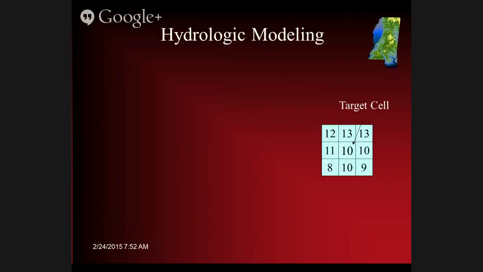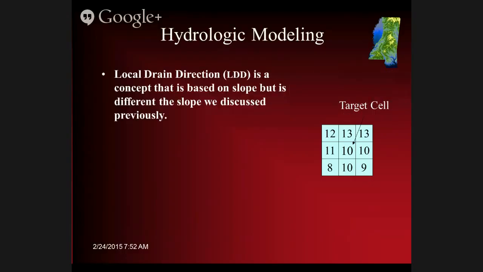So those are the types of things that we would want to model: the total amount of runoff, and the amount of runoff at different time periods. So how is it actually implemented in a GIS system?